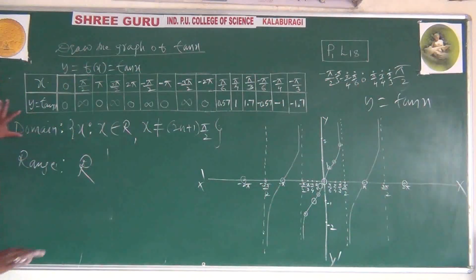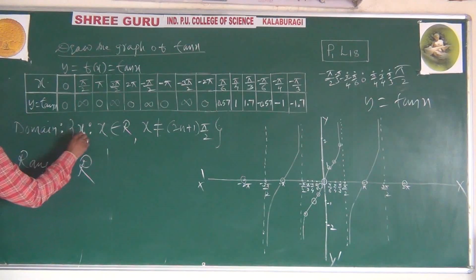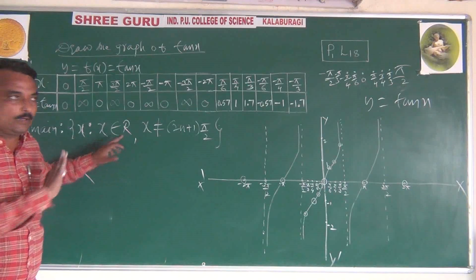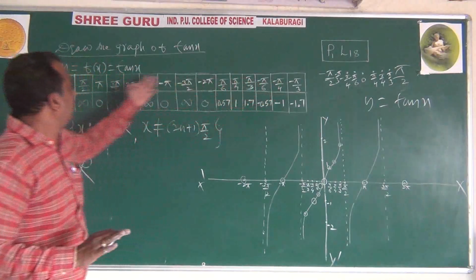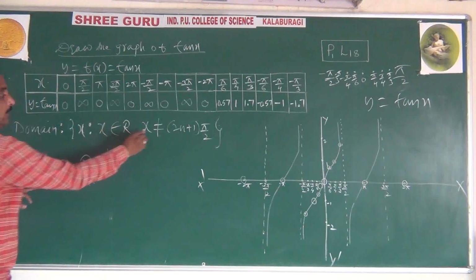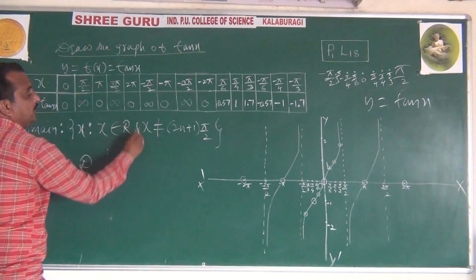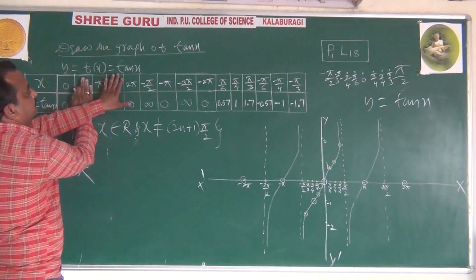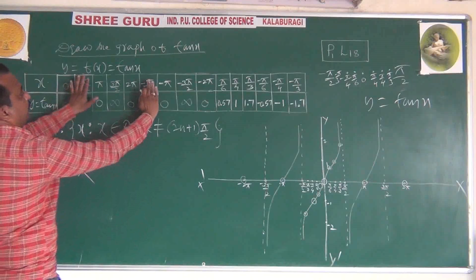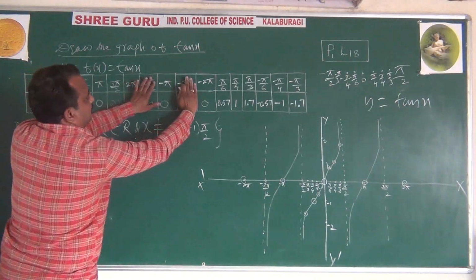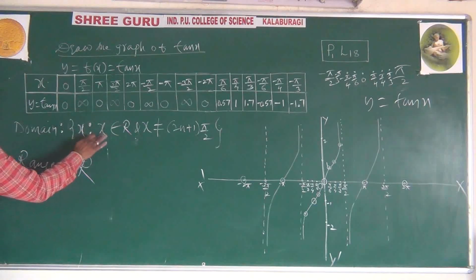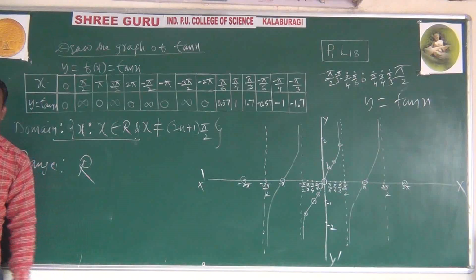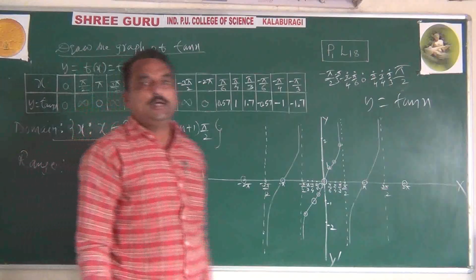So let us see the domain. The domain is the set of x where x is a real number, but one condition is given: x is not equal to odd multiples of pi by 2. These are not values of x. Whatever infinity values we got, these are excluded from that particular set. This is the condition of the domain. And the range is the set of all real numbers.